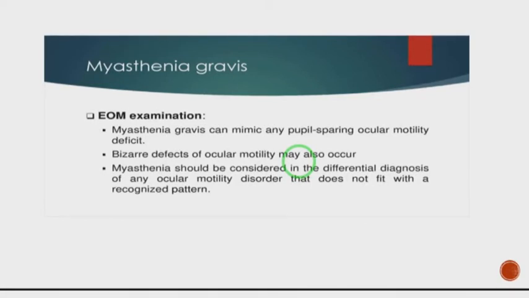Again, the extraocular examination may mimic any pupil-sparing ocular motility problem because myasthenia gravis does not affect the involuntary muscles. But there will be bizarre defects, as we said, meaning you will have a variable presentation during the same examination setting and along different examination settings.